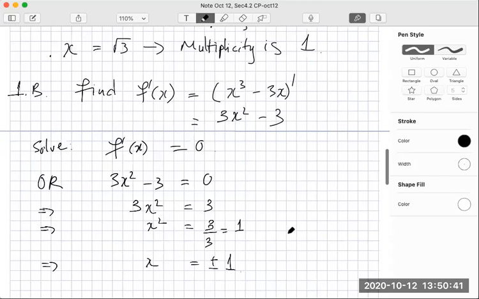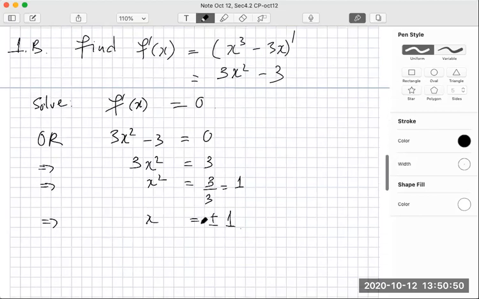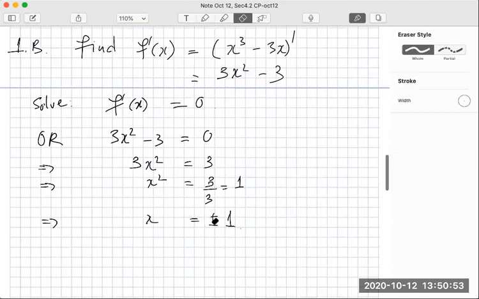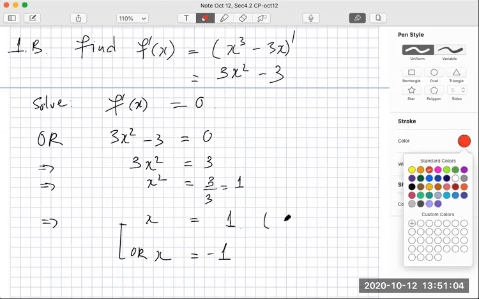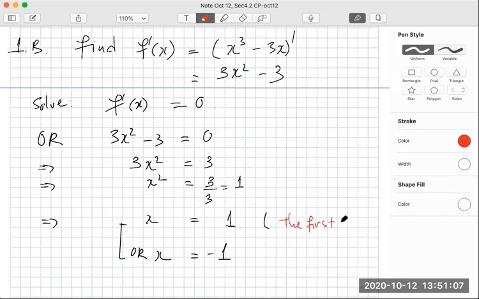So there are 2 points satisfying this condition. So therefore, we found 2 critical points, right? So let us say, let me just write them separately. Or x is -1. So this is the first critical point. This is the second critical point. Okay.